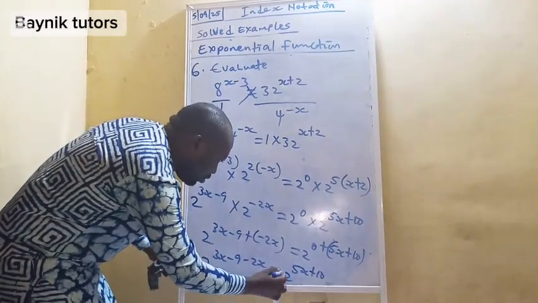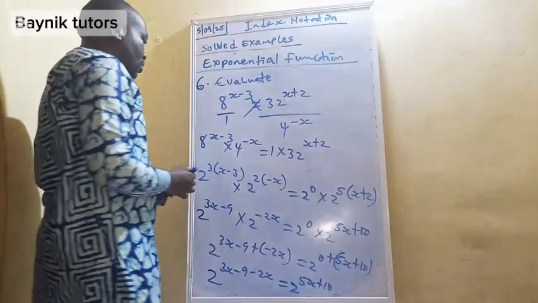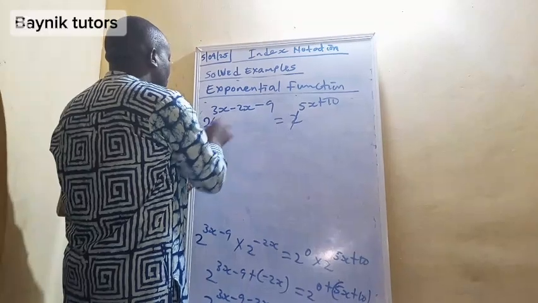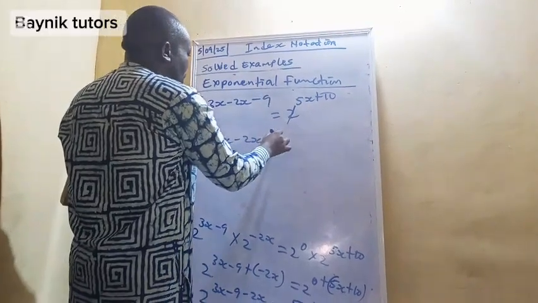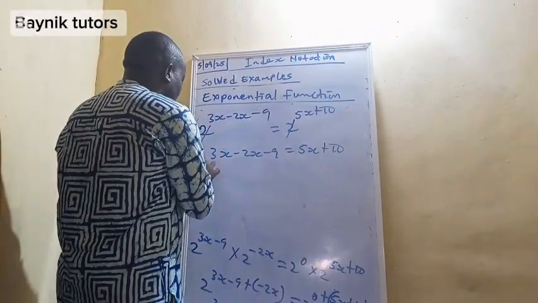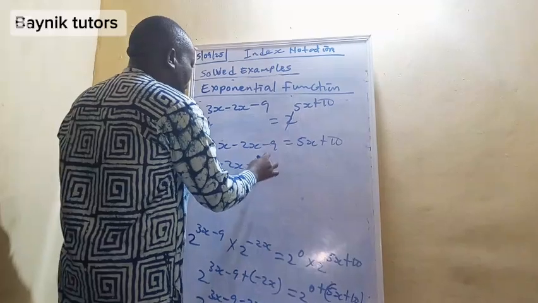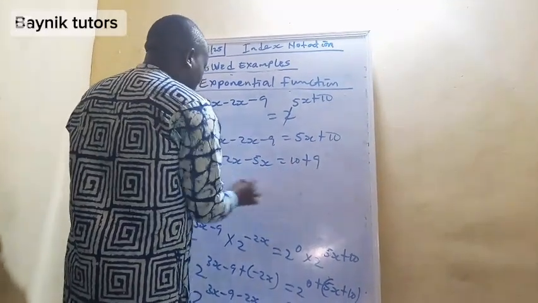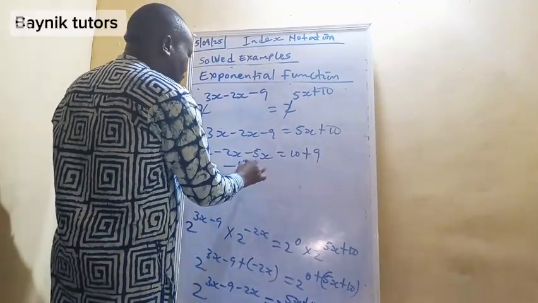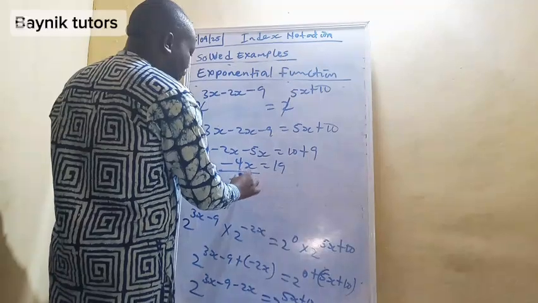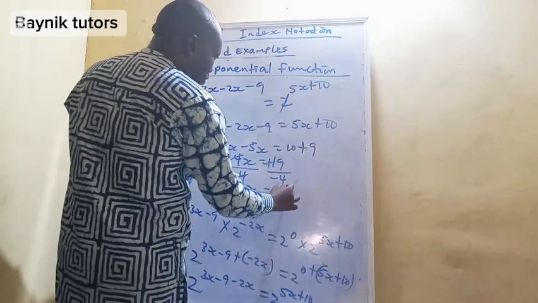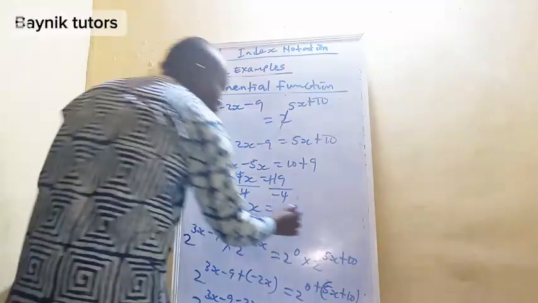So the same base, equate the power. So we can now say from here, 3x minus 2x minus 9 is 5x plus 10. So you can now say 3x minus 2x minus 5x is equal to 10 plus 9. So here is 3x minus 2x, that's x, minus 5x, that's minus 4x. It's equal to 19. Divide both sides by minus 4, minus 4, this cancels this, x is equal to minus 19 over 4.